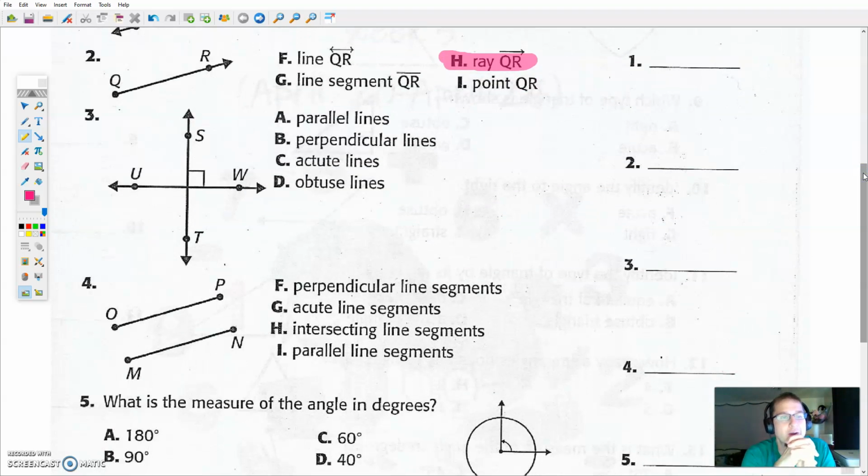Number three, if we want to identify what's going on there, we have two lines, line UW and line ST, and those do cross, so those do intersect, which means they are not parallel lines. They are not acute or obtuse, because they intersect at that exact 90-degree angle, which tells us that these two lines are perpendicular lines.